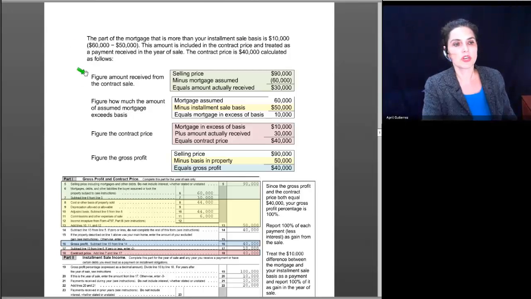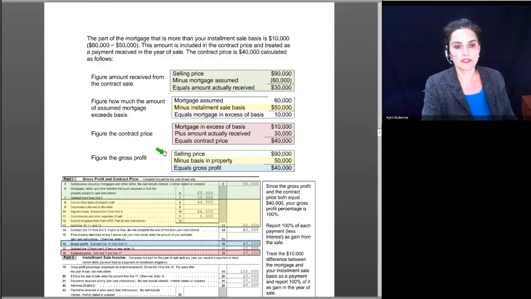So firstly, we go to figure the amount received from the installment sale. You begin with the selling price minus the mortgage assumed to arrive at the number that is actually received in payments over the life of the installment. You figure out how much of the assumed mortgage exceeds basis. Well, the assumed mortgage is 60, the basis is 50, the difference is 10. We then look at the mortgage in excess of basis. That's 10, and you add the amount that is actually received to get the contract price.